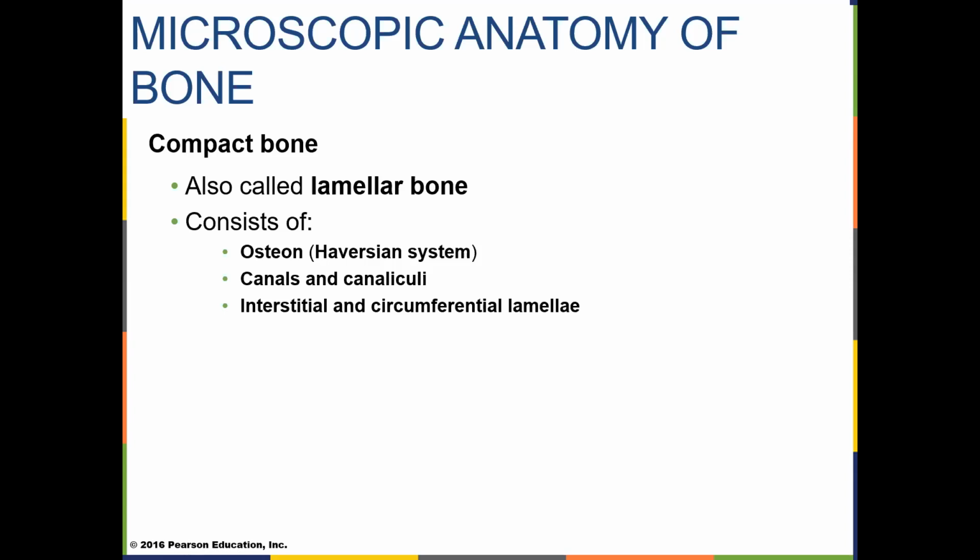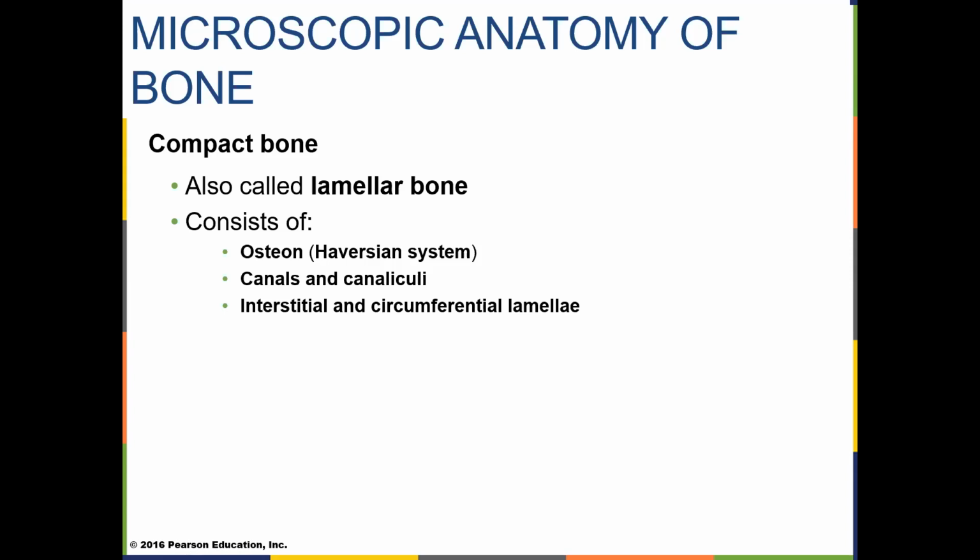We call this lamellar bone because of the rings of the bone that correspond to the rings of the tree, and you can't tell the age. You can't count the rings of lamella on a bone and say, oh, I know how old this person is. It'd be a pretty painful way of determining an age. But the lamellar bone, the rings are called lamellae. And as the bones get bigger, these lamellae, these rings, get added and increase in size.